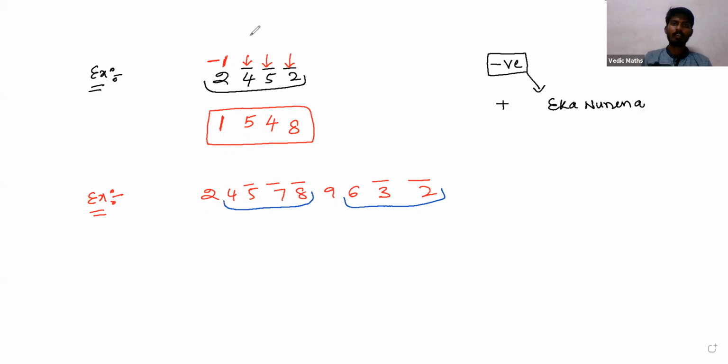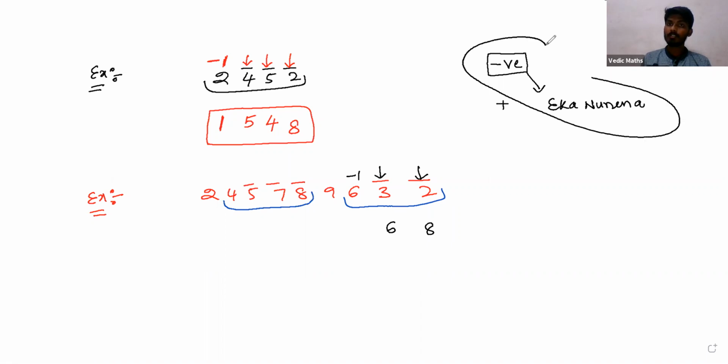Now see. From 10, then you are getting 8. From 9, then you are getting 6. But this is the positive digit, so we are removing 1 from that number. Why? Because whenever you are selecting a negative digit, then use Ekanyunena on the positive digit. Why? Because 6 is the positive digit. So then you are getting 5. And 9 we write as it is, because it is not included in the group.